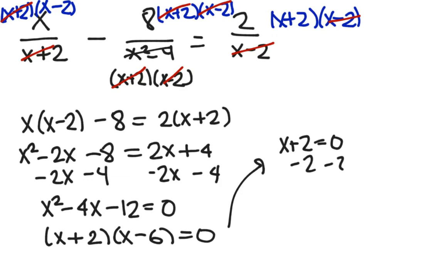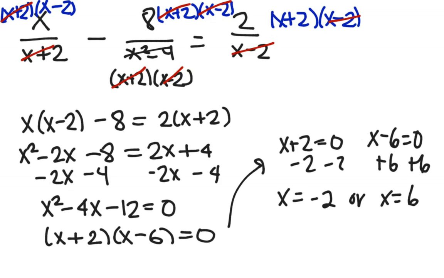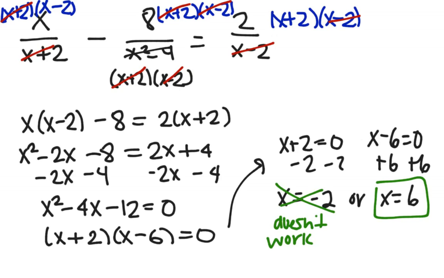X plus 2 equals 0. Subtract 2 from each side, and we get x equals negative 2. Set x minus 6 equal to 0, add 6 to each side, or x equals 6. Now this time when I substitute in negative 2 for x, in this very first denominator, I get 0. So this answer doesn't work. Usually I put a nice little light X through it. However, x equals 6 is fine. So this time I only have one answer.